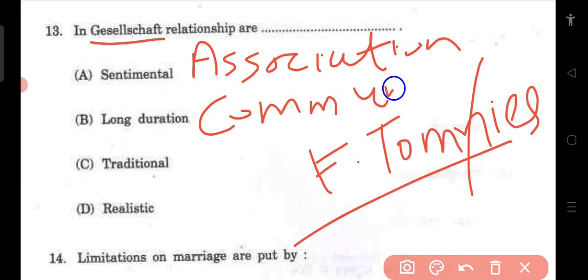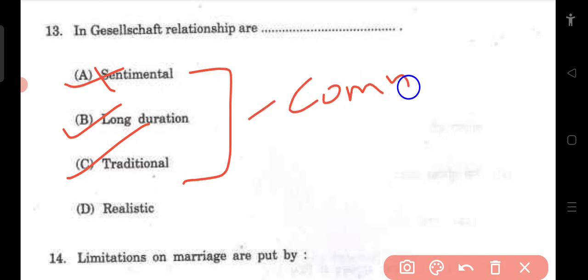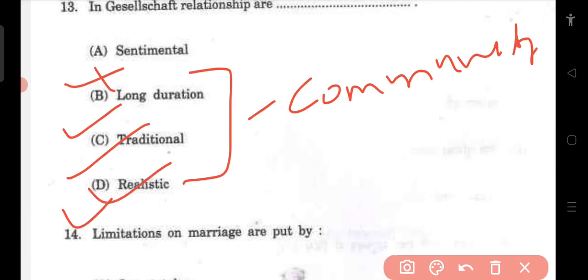The question is asking, in Gesellschaft relationship, which type of relationships are sentimental? No, it is in community. Long duration? No. Traditional? These three features are for community, and the fourth option is realistic. So here the answer should be realistic. Don't be confused. The correct answer of this question would be realistic.